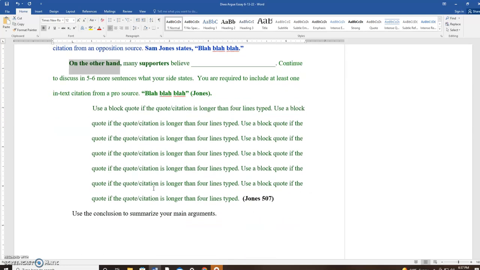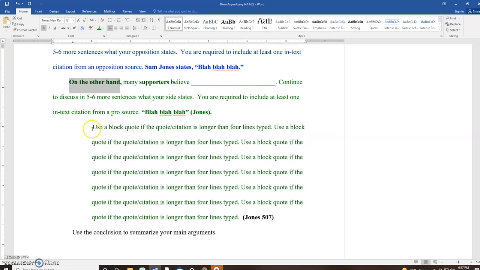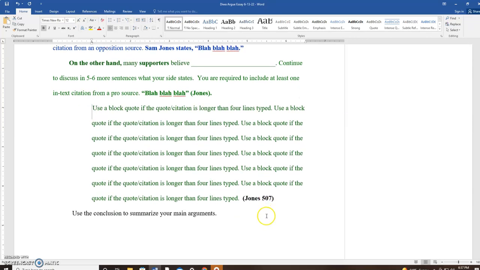Now, in the event that you have any place in the essay a quote that is longer than 4 lines typed, you have to block quote this. Okay? And all it is is tabbed over twice. Here is the regular paragraph indent. A block quote is tabbed over twice. Okay? Notice that this is the only time that the period does not go after the parenthetical citation. In a block quote, it goes right there.